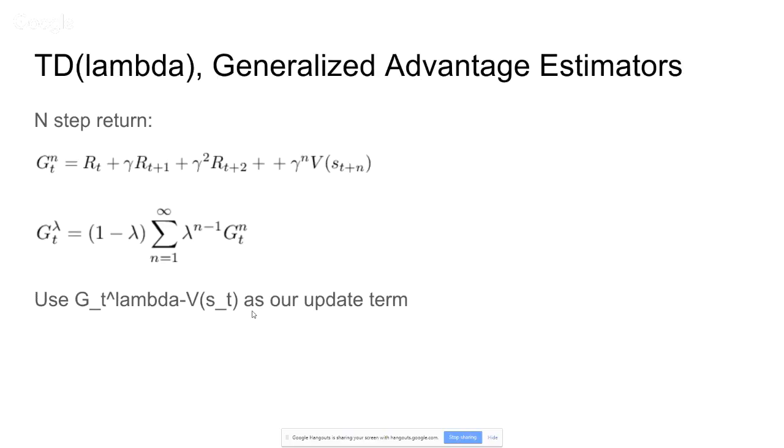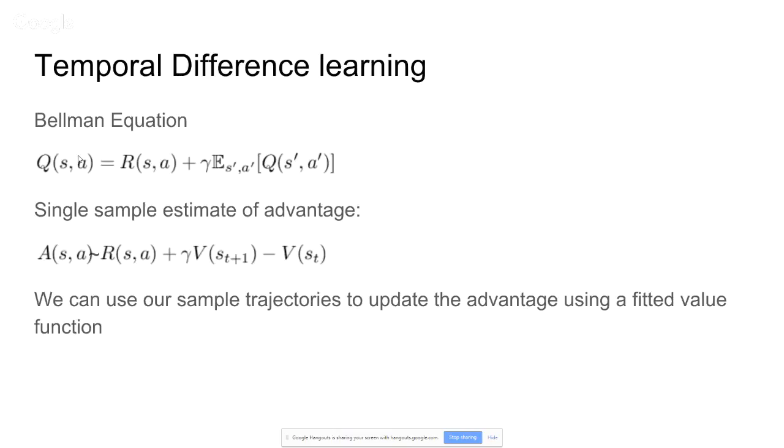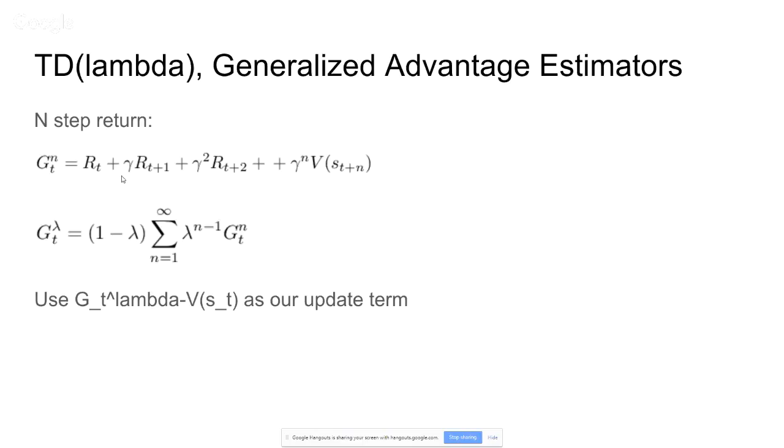So let me see if I can scroll. Yes, I can scroll here. So what we can do is, if we do an n-step look ahead, these gamma V terms and minus V terms will cancel out for all intermediate terms. And what we'll get is R_t plus gamma times R_{t+1} plus gamma squared times R_{t+2}, all the way to gamma to the n minus 1 times R_{t+n-1}. And finally, we'll have, might be minus V.